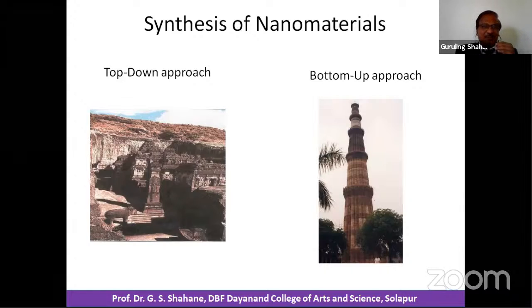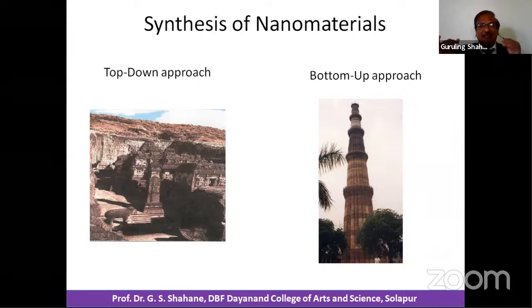What is meant by top-down approach? Look at this simple figure. I have shown a special image of the Ellora caves from Maharashtra. What is the beauty of this? This is the Kailas temple, carved from a single stone. That entire hill was carved to form a two-storied Kailas temple. A very beautiful structure, carved from a single stone. So this is the top-down approach. The unwanted part is removed so as to get the desired structure.